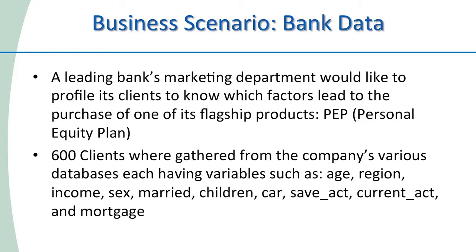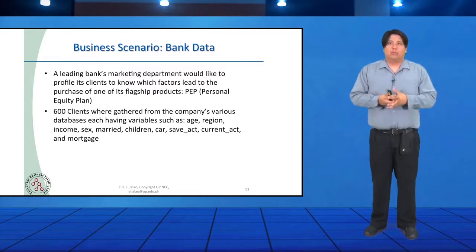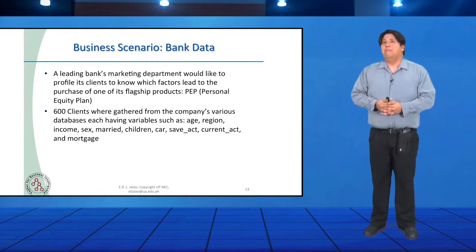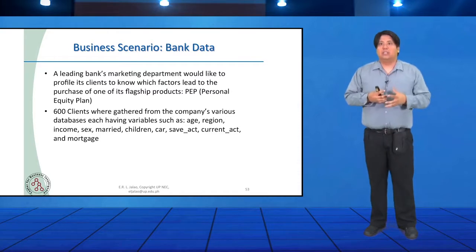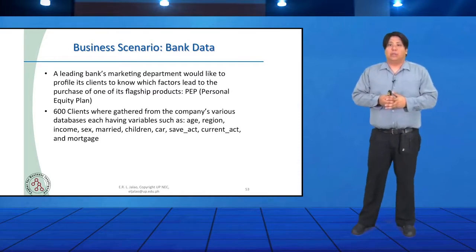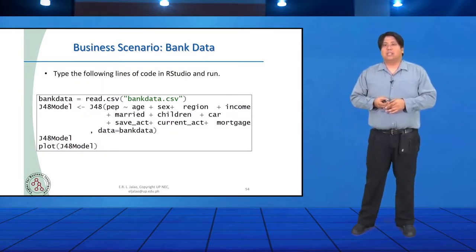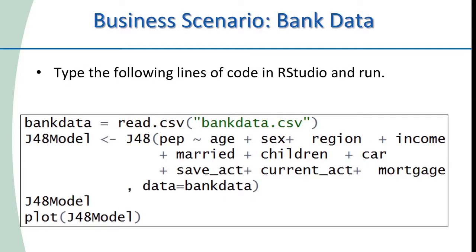So in essence, out of the 600 clients, they were able to identify which of these 600 clients bought the PEP. And they would like to come up with rules such that when new clients come in, they would be able to predict whether or not they will buy the new PEP product, based on age, region, income, sex, married, children, whether they have a car, savings account, current account, and even mortgage account. Now, these are the lines again to use in R and R Studio using the RWeka library.